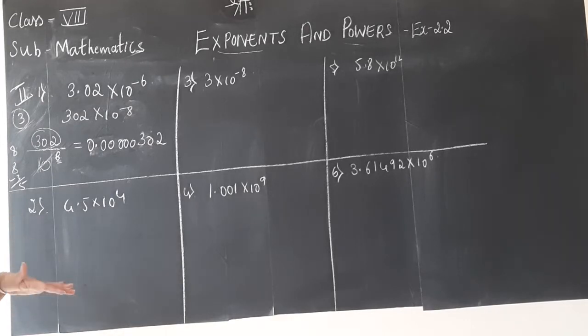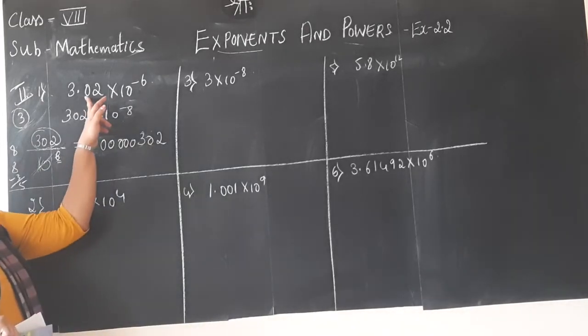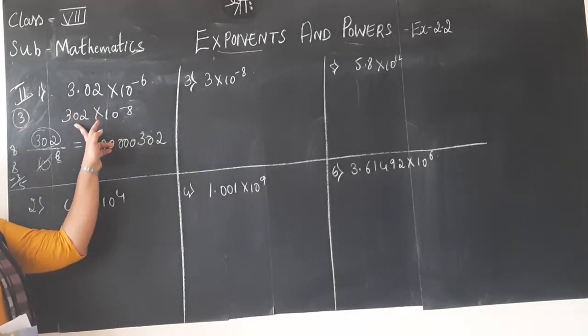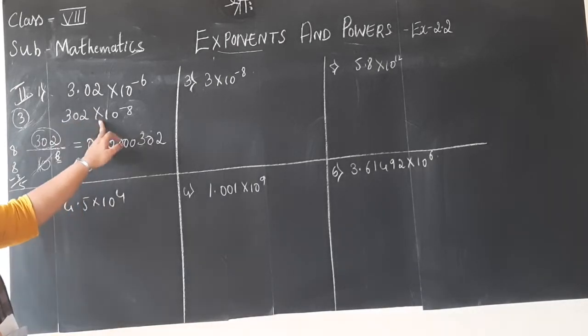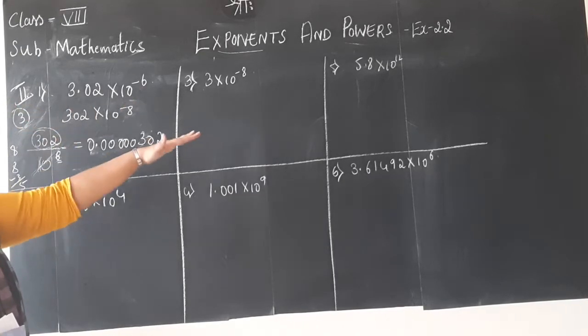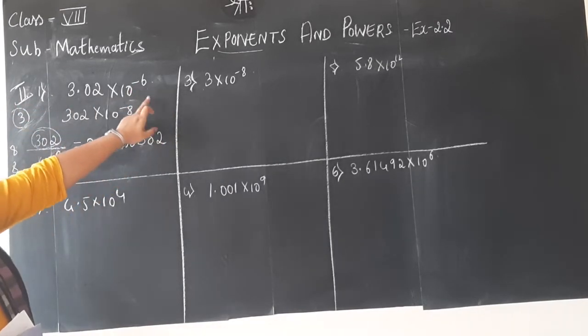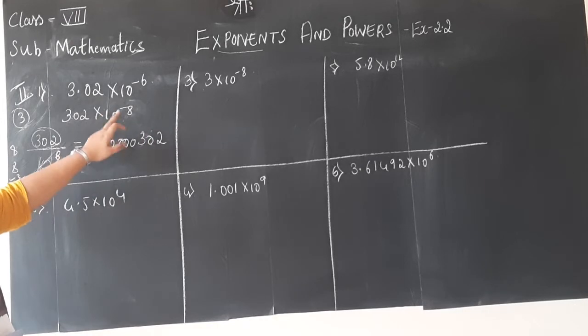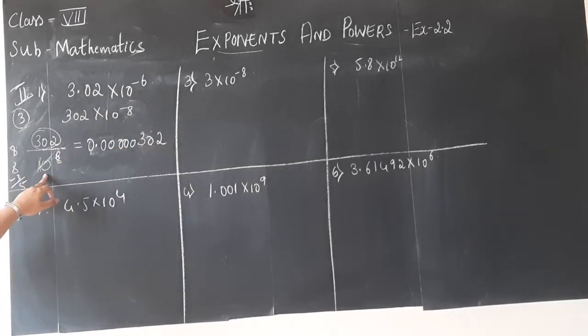Hope it is not too confusing. Don't worry. First what we did is we made the decimal point a whole number. 302 into how many decimal points did you shift? So in the forward direction, minus 6, minus 6 minus 2 became minus 8. 10 power minus 8 has to be sent to the denominator.